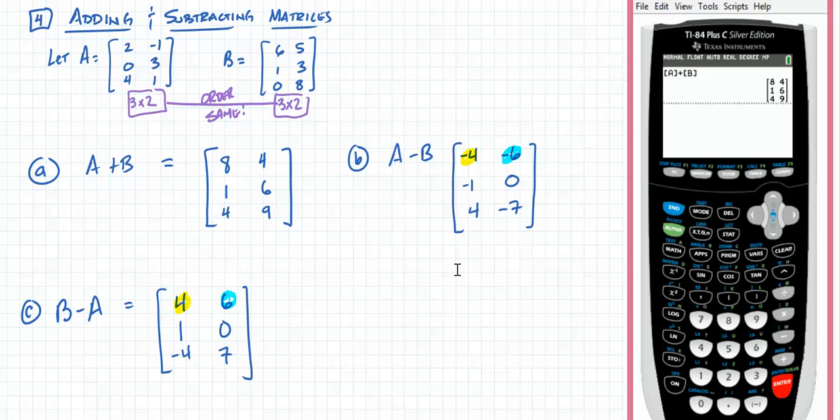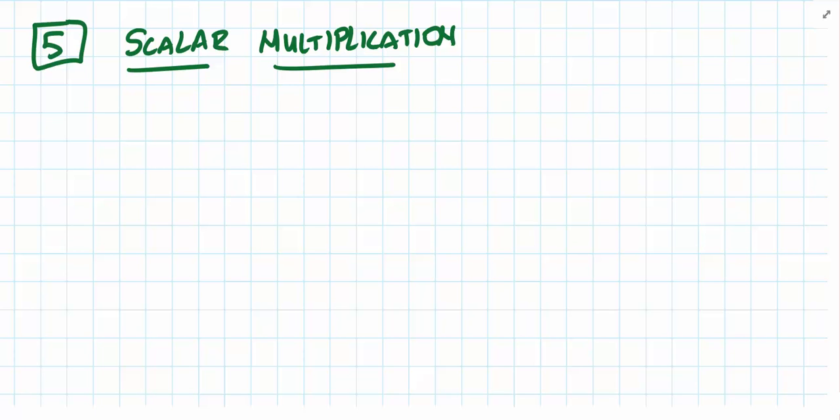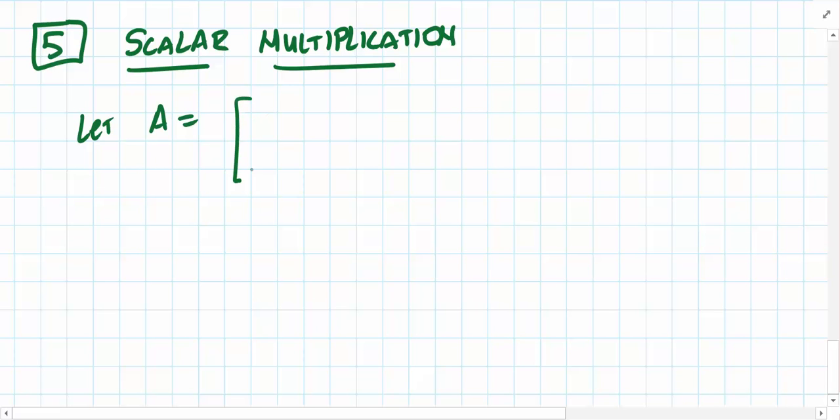Okay, last idea that we're going to talk about today is called scalar multiplication. Scalar multiplication is just taking a matrix and multiplying it by a constant, which is known as a scalar. So as an example, let's let matrix A be the matrix 4, 1, 2, and 3. Okay? What's the order of matrix A? Yeah, this is easily a 2 by 2.